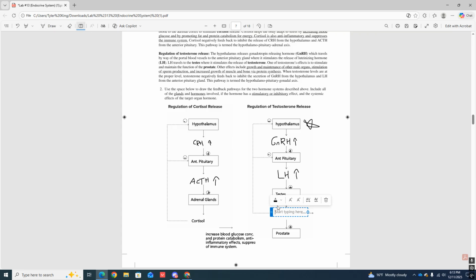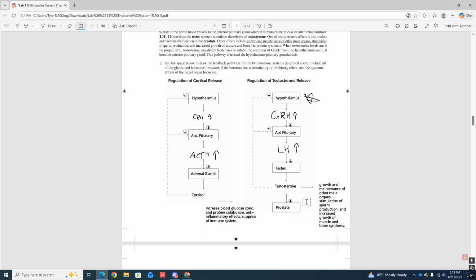And what does this release? This is the testosterone hormone, the male sex hormone. What are the effects of testosterone? Testosterone is going to help with growth and maintenance of other male organs, the stimulation of sperm production, and increased growth of muscle and bone synthesis, respectively. So that's the effect of it.